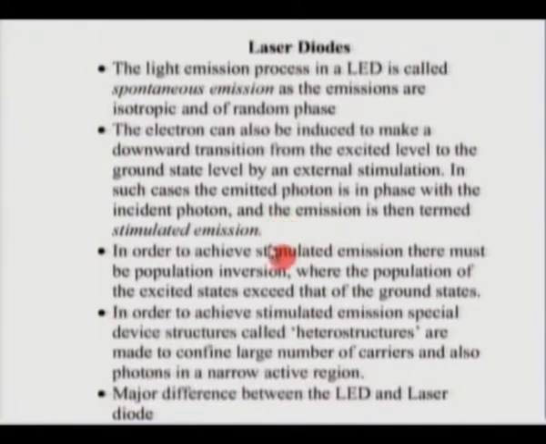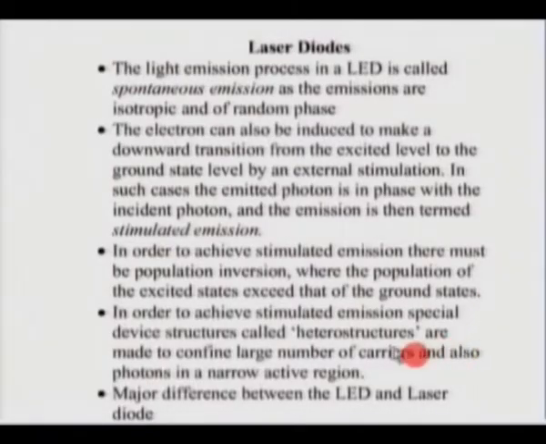Now if stimulated emission has to happen, then you need to satisfy a condition called population inversion, whereby essentially what we are saying is the number of excited states on the higher energy band has to be much higher than the ground state. Now this can be the device structure of an LED, and a laser diode is very different from this point of view.